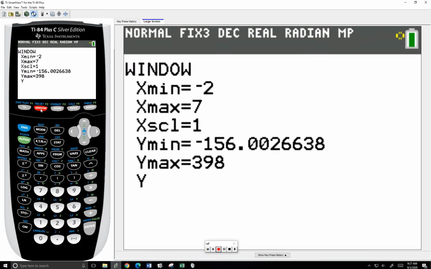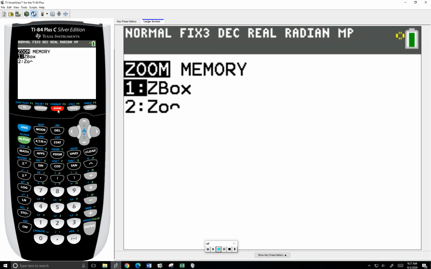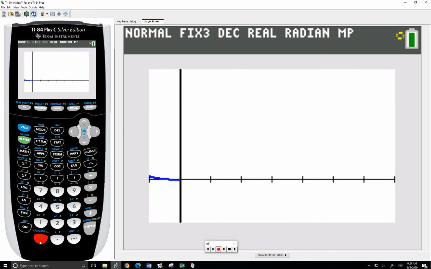I have to change the window to make this demonstration work. So I go zoom fit, and let's pretend that right away I notice something is wrong. You've probably had that happen. And you don't want to sit and wait. You're like, oh dang it, I did something wrong. You don't have to wait for the graph to finish graphing.